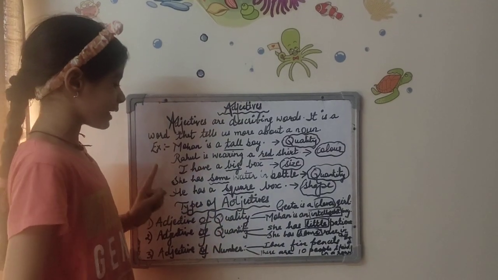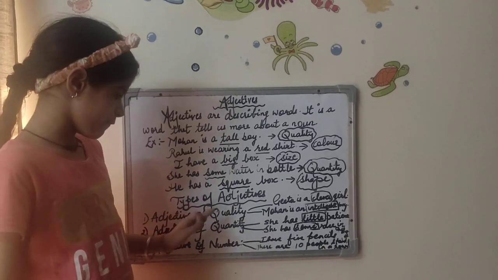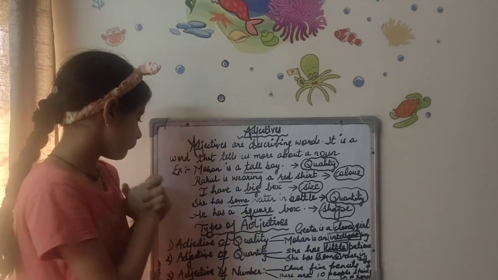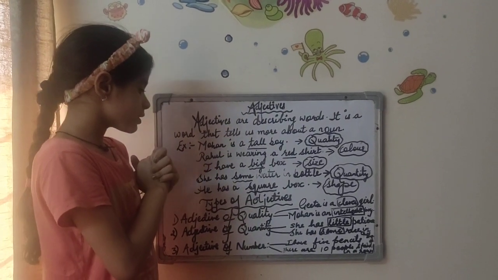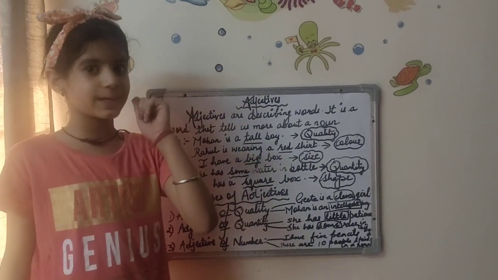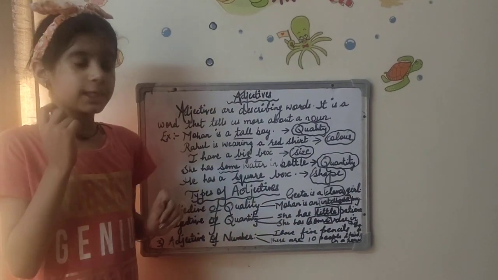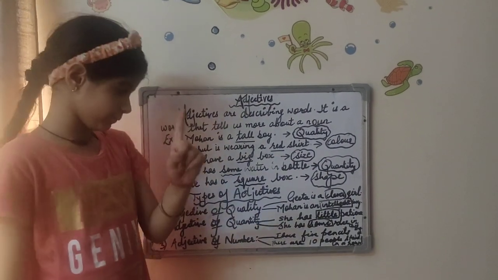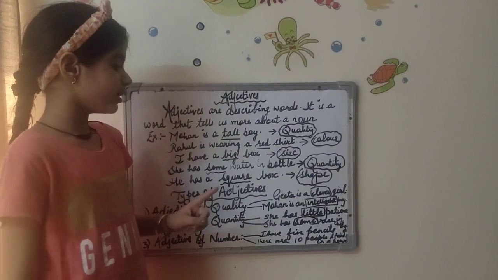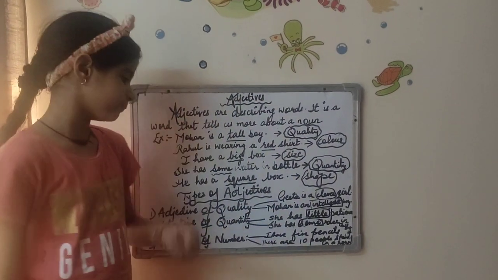Now let's talk about types of adjectives. The first type of adjective is adjective of quality. Adjective of quality tells us about the quality of a noun. Let's take a few examples. Geeta is a clever girl. So clever is telling us about the quality of the girl. Mohan is an intelligent boy. So intelligent is telling us about the quality of the boy.